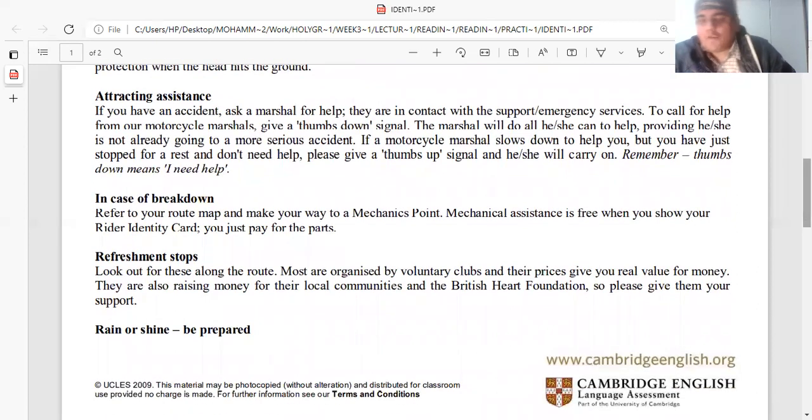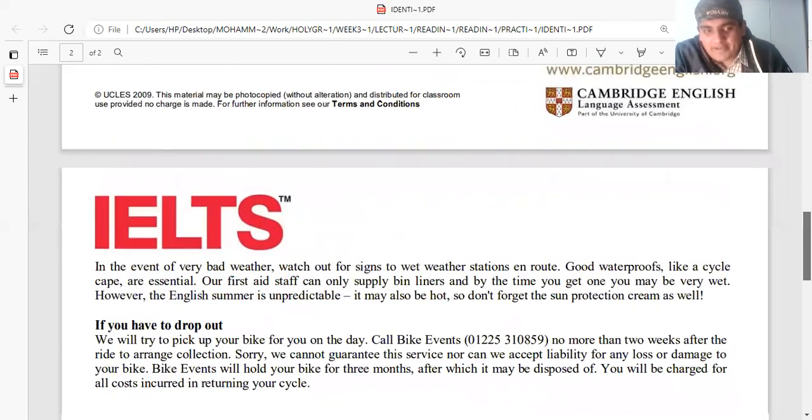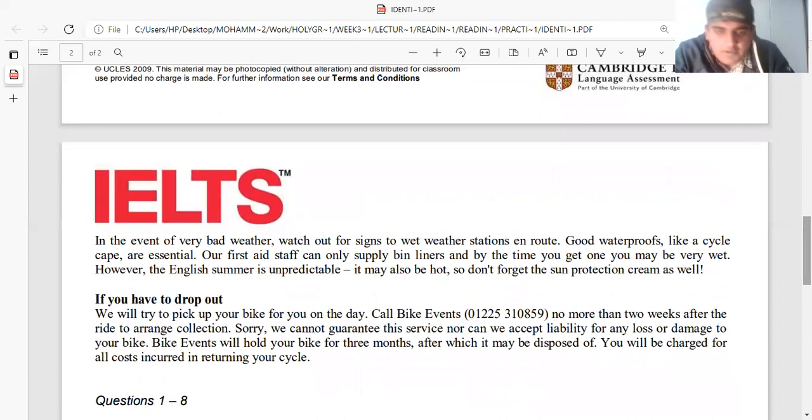Most are organized by voluntary clubs, and their prices give you real value for money. They're also raising money for the local communities and the British Heart Foundation, so please give them your support. Rain or shine, be prepared. In the event of very bad weather, watch out for signs to wet weather stations en route.